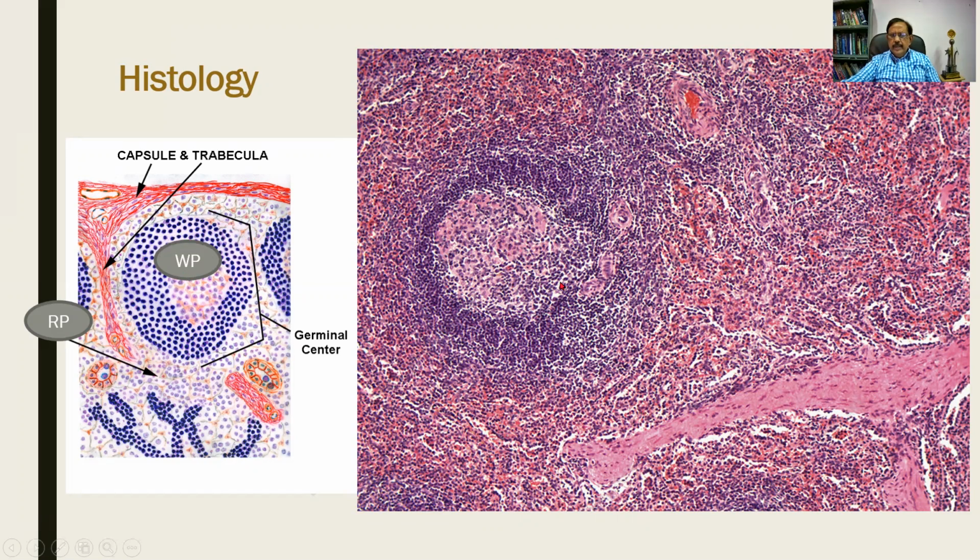This is the histo photograph of it, and I am seeing a lymphoid follicle with immature cells in the center, mature cells in the periphery, and these are all the sinusoidal spaces. And look at the large trabeculae that is traversing the structure.